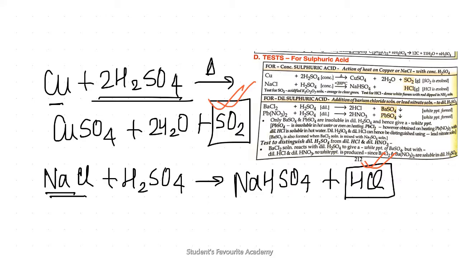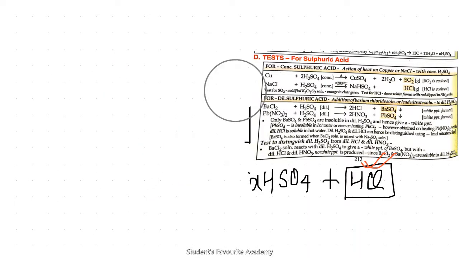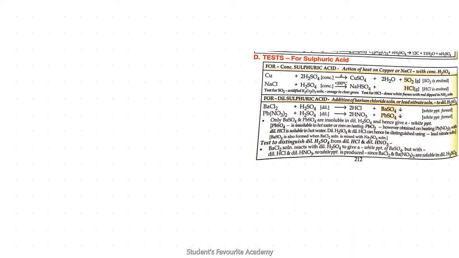And how can I test that sulfur dioxide is being released? For that I take acidified K2Cr2O7 solution, and if it turns orange to green, then I can say that sulfur dioxide gas is being released. So this is what happens when I react concentrated sulfuric acid. Now, children, we will move to what happens when dilute sulfuric acid is added.